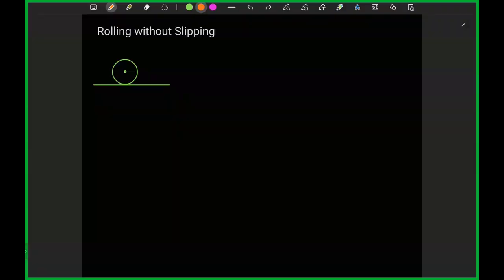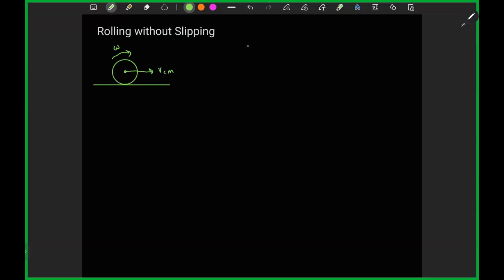So far, we've been talking about objects which were either rotating or translating through space. Today, we'll consider an object which is doing both. Namely, its center of mass is moving to the right with VCM, and it is also rotating about its own center of mass with angular speed, omega.